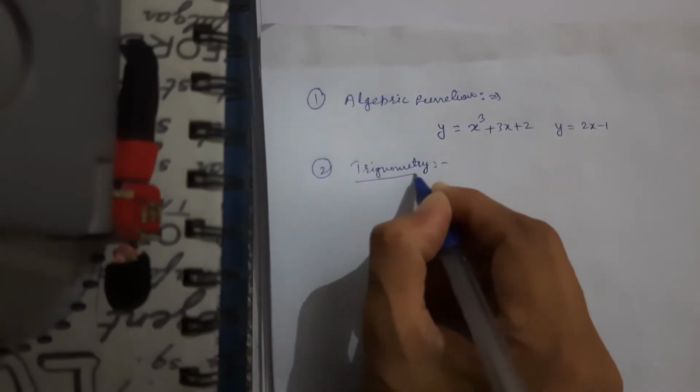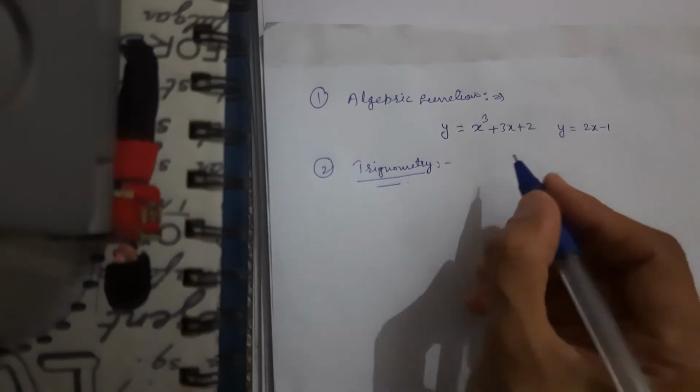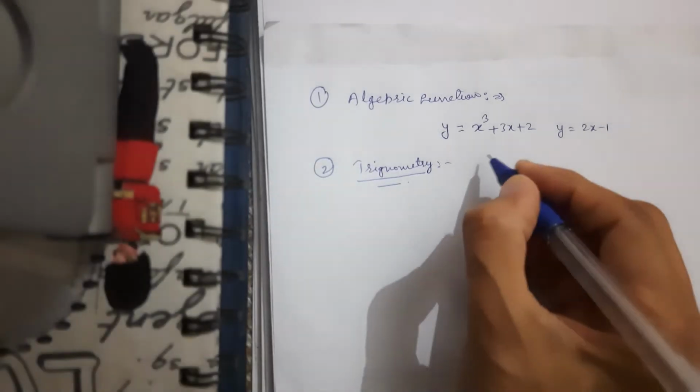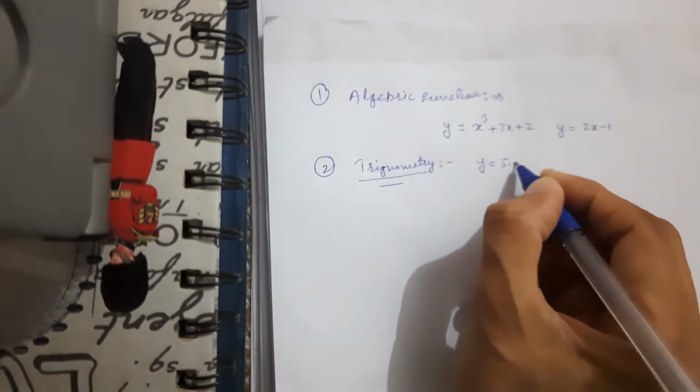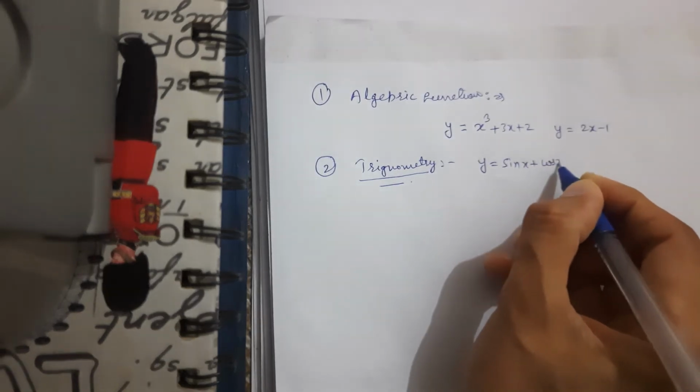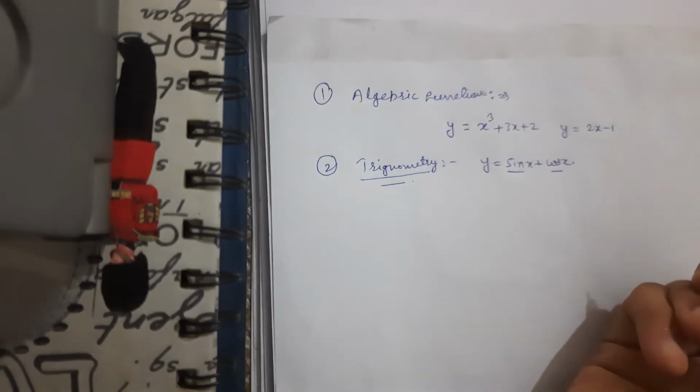So if a function involves some trigonometric term, it is called a trigonometry function. For example, y equal to sin x plus cos x. Okay, so trigonometric terms are involved. That's why it is called trigonometry.